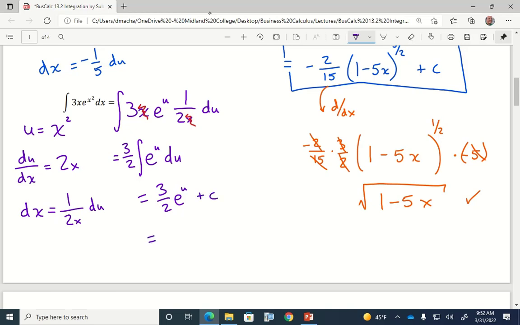And now I'm going to make that reverse substitution and make u an x squared. So this is going to be 3 halves e to the power x squared plus c. And you could check your answer by taking the derivative.